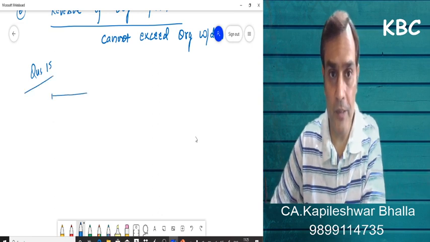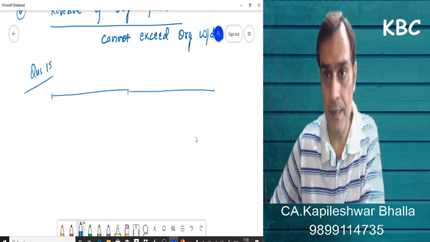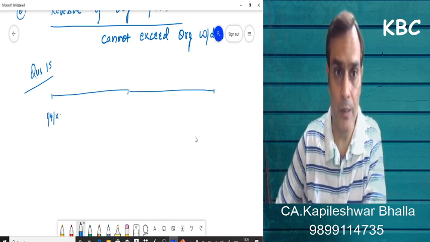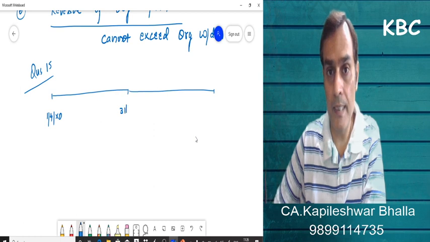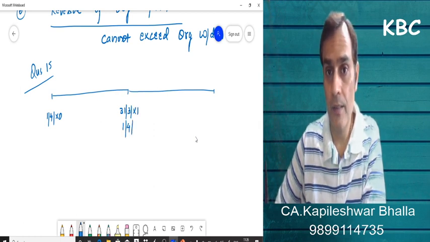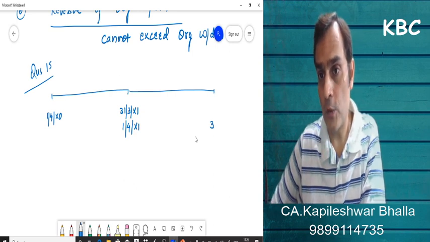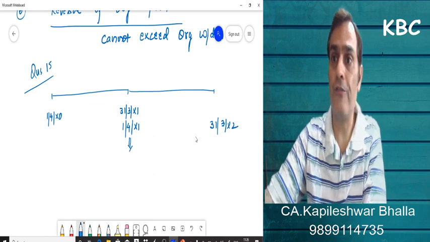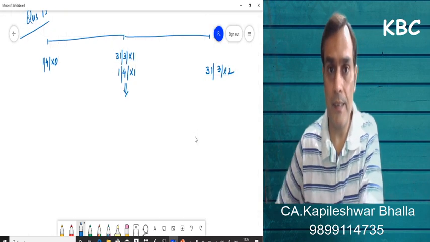So let me make the first year and let me make the second year. So let's take a time scale. This is 1st April X0 and it is ending on March X1, as good as 1st April X1 and ending on March X2. Now we're given the inputs based on the first balance sheet date. So let's get the data.